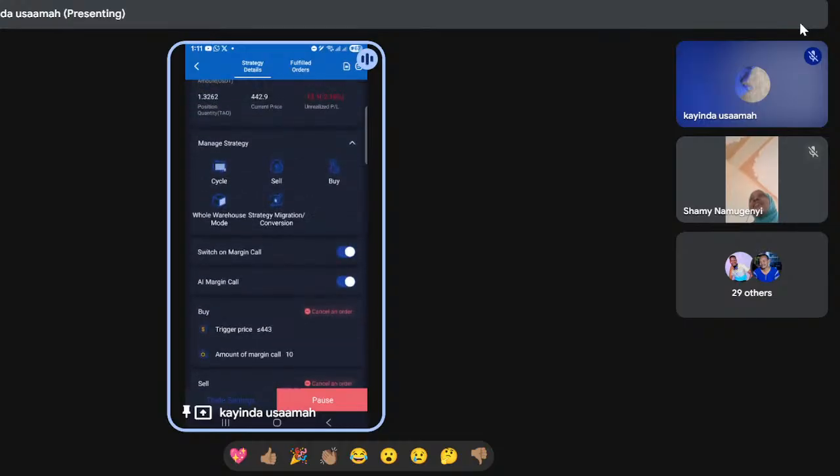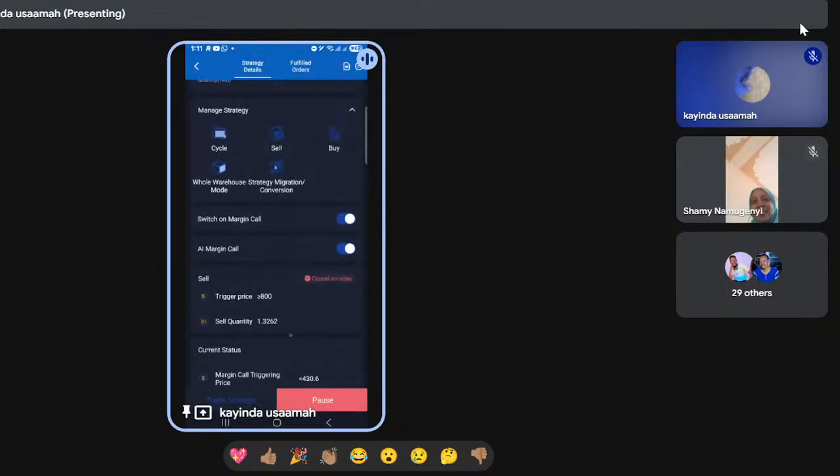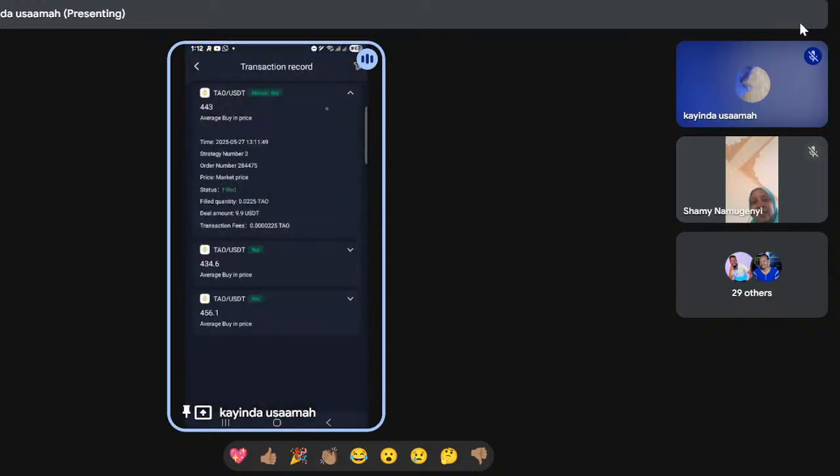Now let's go to another button. Wall warehouse. What is wall warehouse? Now the robot has triggered. Have you seen? One of the orders is done. When we go to transaction records, the robot is showing me that it has invested $9.9. That is 10. It has bought 0.02 TAUs. Okay? At what price?